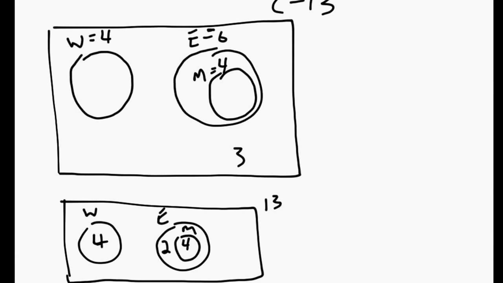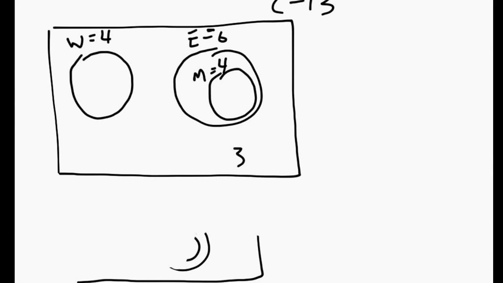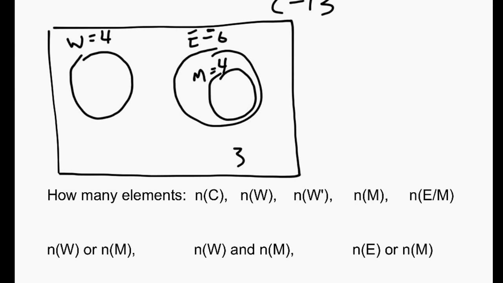Okay, so let me erase this one. I'm going to go back to just our main one, because we're going to do some questions now of looking at some different ways of notations and how to write questions. Okay, so let's do the first one. So if the question said, how many elements? Okay, so I was saying we're going to look at the number of elements in each of these. We'll be able to answer some questions.